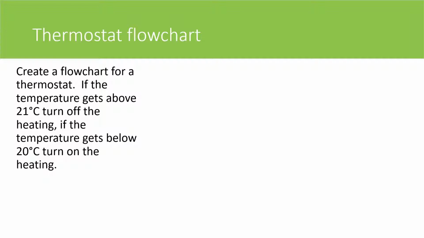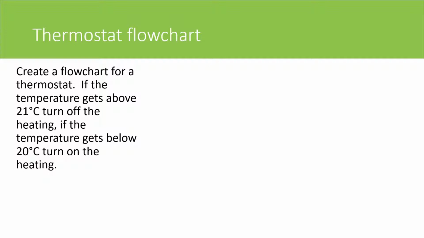What we're going to do now is create a flowchart. We're going to apply some of those shapes to create a flowchart for a thermostat. The idea here is that if the temperature gets above 21 degrees Celsius, turn off the heating. If the temperature gets below 20 degrees Celsius, then we turn on the heating.